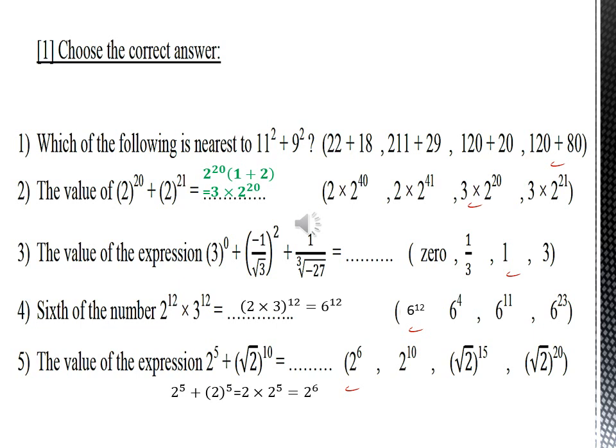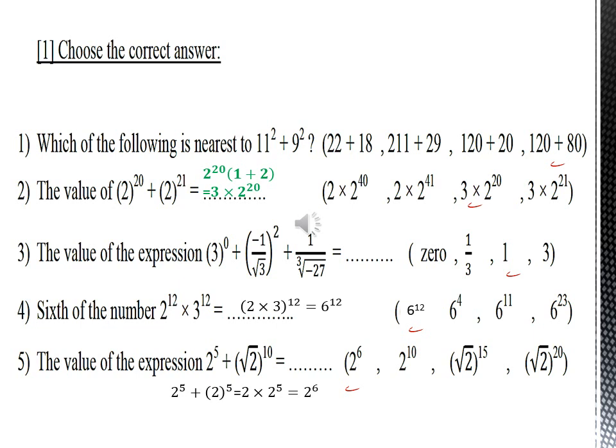Number 3, the same way, after we prepare every number, so 3 power 0 is 1, and negative 1 over square root of 3 all to the power 2 plus 1 over the cube root of negative 27. After calculating all this, we will find the result will become 1.